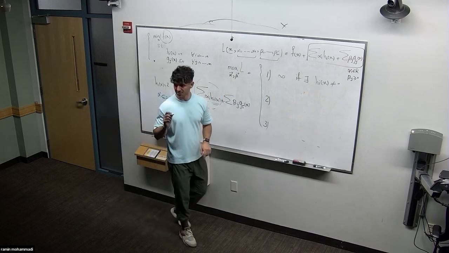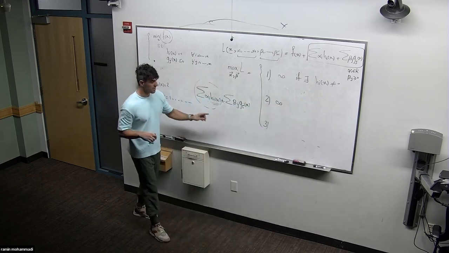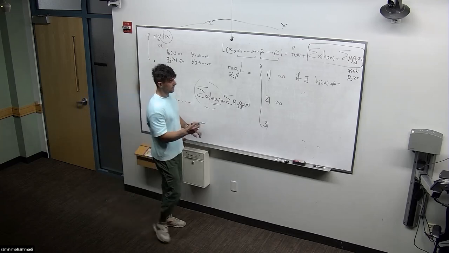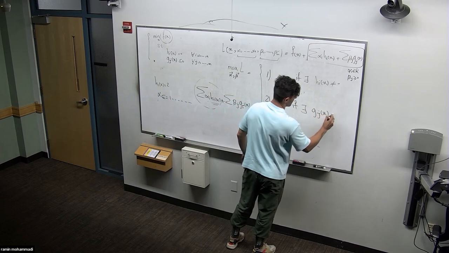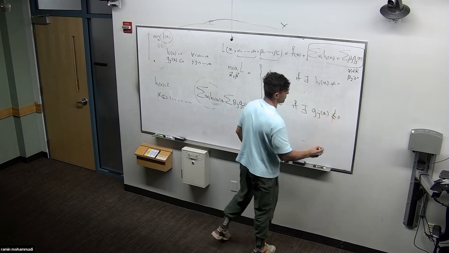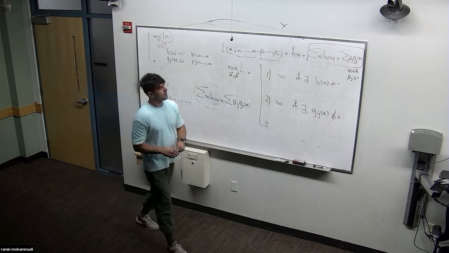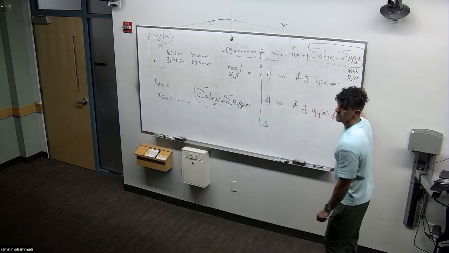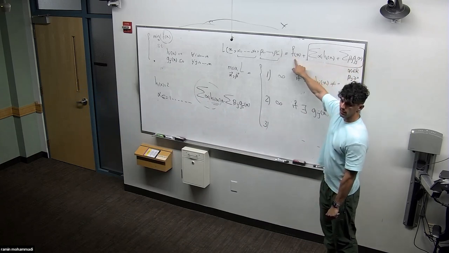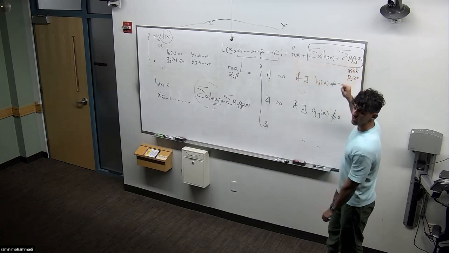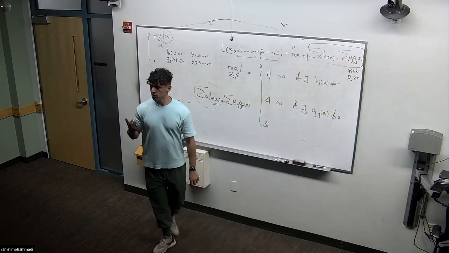Now the second scenario: we still could get infinity if there exists a g_j(x) that is not less than or equal to 0. Your goal is basically to maximize this, minimize that, right? And you know g_j(x) is always negative, correct? If your beta_j g_j(x) also becomes a negative term, right?